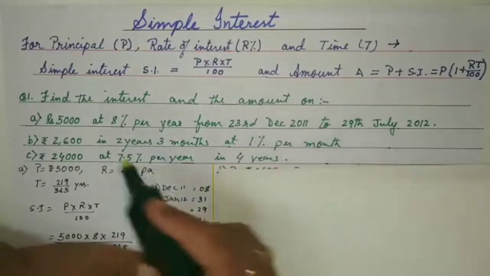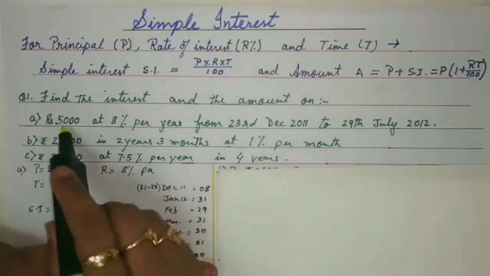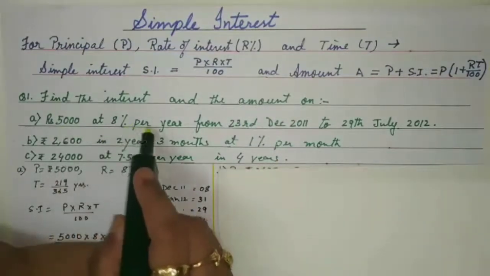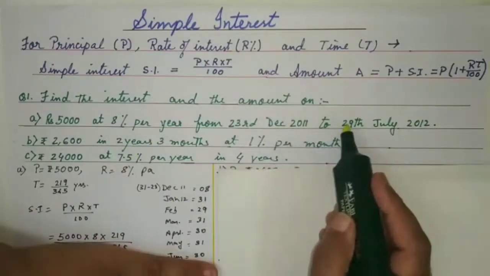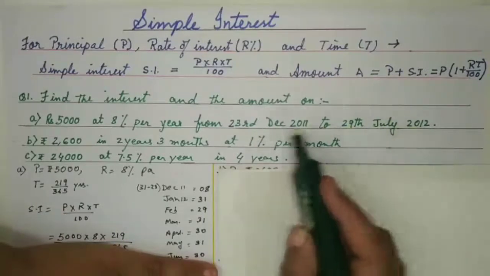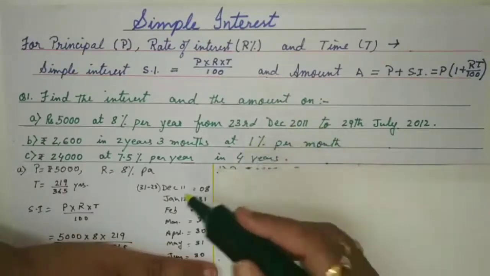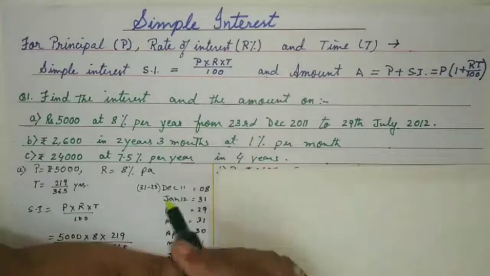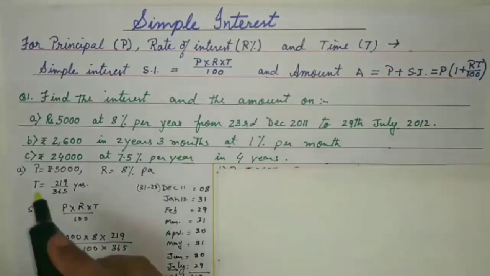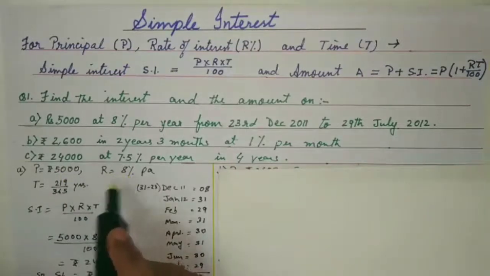Let's do the first question, where you have to find the interest and the amount on rupees 5,000 at 8% per year from 23rd December 2011 to 29th July 2012. Now this type of question wasn't done last year. Here you have to calculate the number of days and then convert it into years just by dividing it by 365. So I have solved it here for you, where principal is given to you as rupees 5,000, rate 8% per annum, and the time.